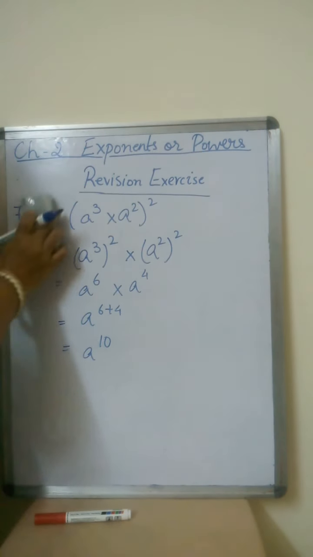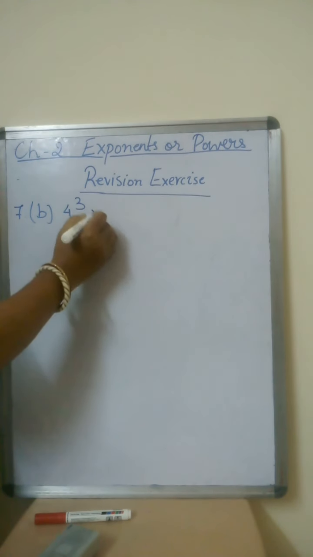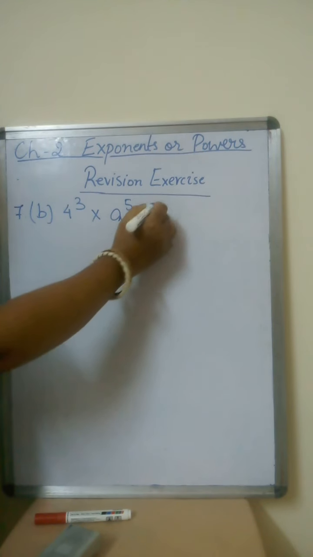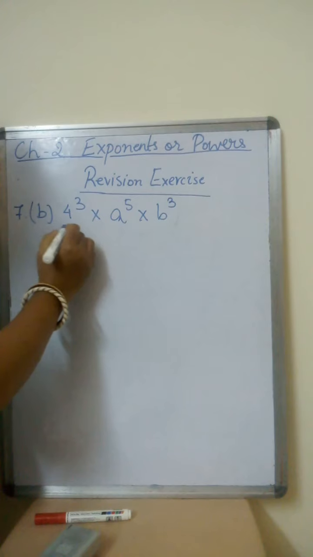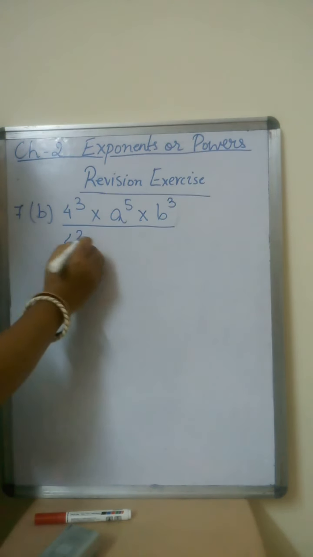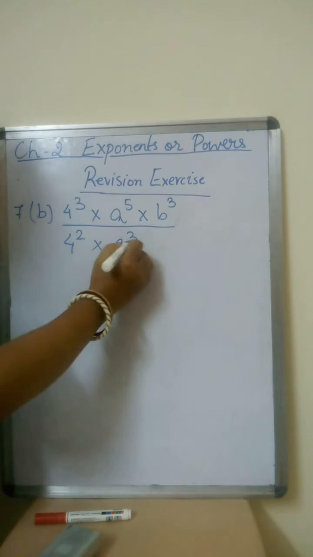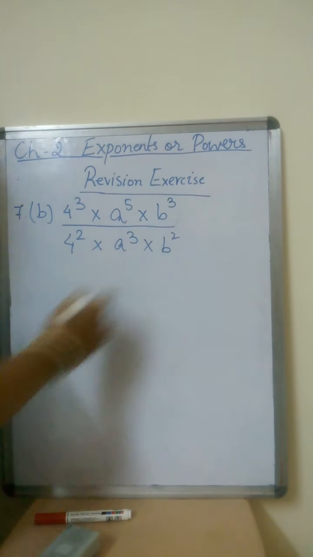Next we come to question number B. What is given there in question number B? It is given that 4 to the power 3 into A to the power 5 into B to the power 3 divided by 4 to the power 2 into A to the power 3 into B to the power 2.